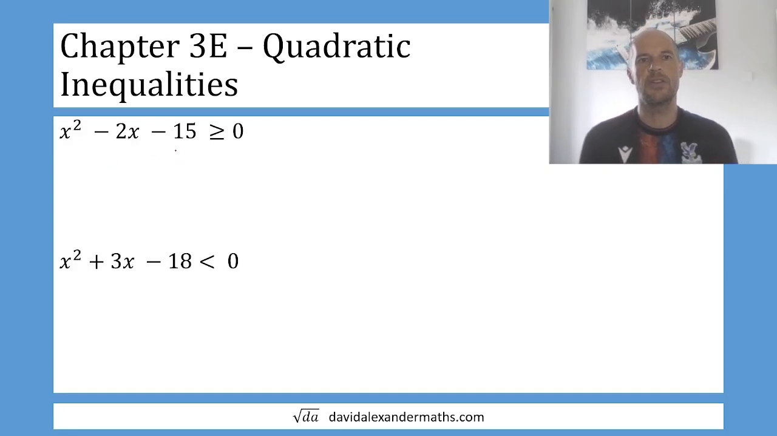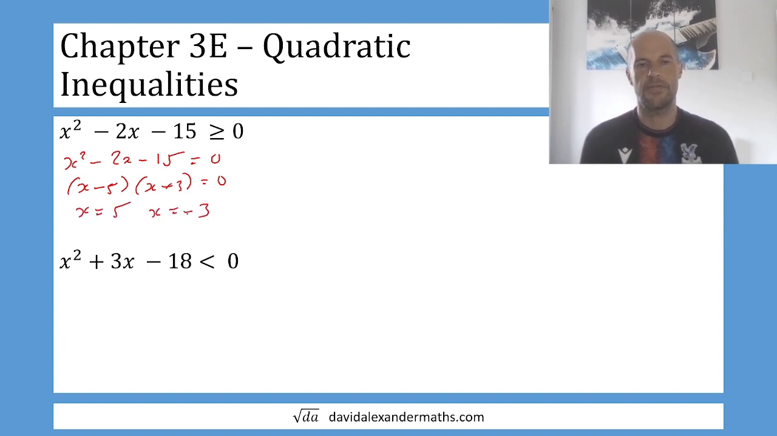So the first thing we need to do is, if the quadratic equation equals 0, let's factorise and solve it. The factors of negative 15 that add up to negative 2 give us (x - 5)(x + 3). Therefore my solutions are positive 5 and negative 3. If I do a little sketch, we are cutting through the x-axis at 5 and at negative 3.